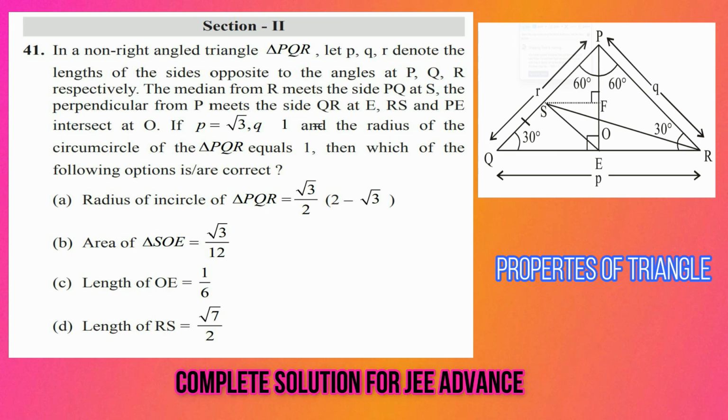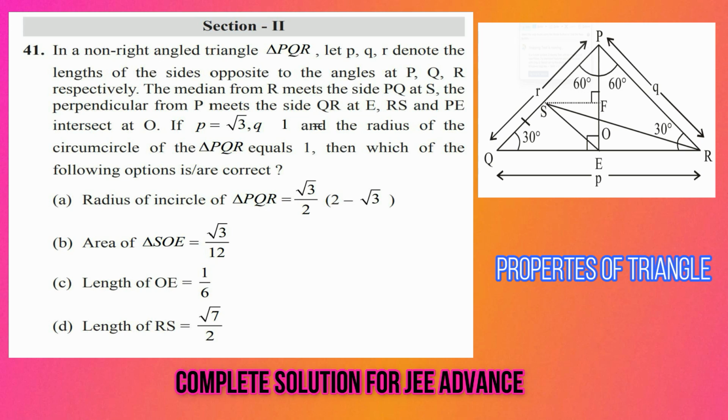This question is from section second. In JEE Advanced, section first gives a single correct option, and section second gives multiple correct answers. That means among our four options, one or more than one option might be true, or even all four might be true. So it is a multiple answer question. Now let's figure out which options are correct.